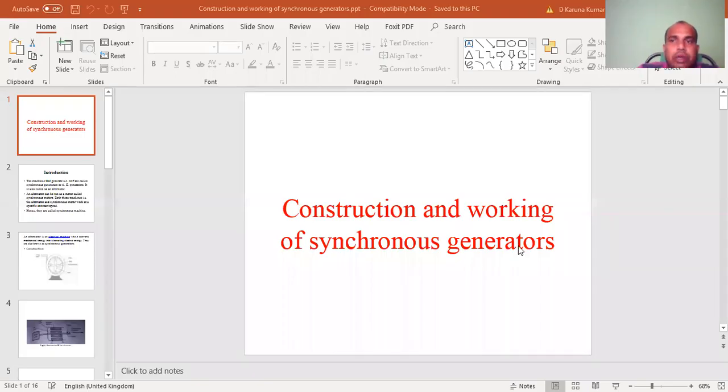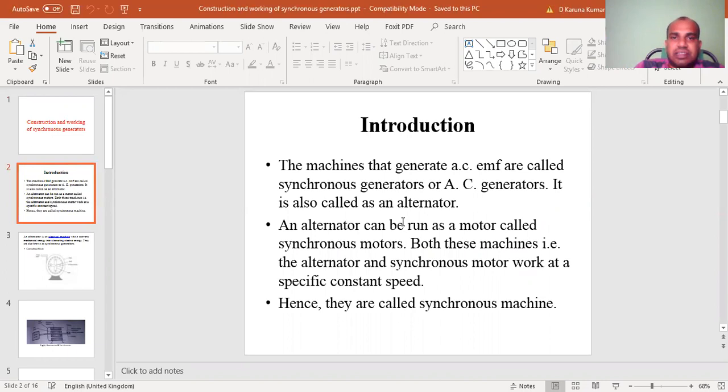Okay, good morning. Today I am going to discuss the construction and working of synchronous generators. The synchronous generator is also called an AC generator, or another name is alternator. The generator converts mechanical energy to electrical energy. A machine that generates AC EMF is called a synchronous generator, AC generator, or alternator.